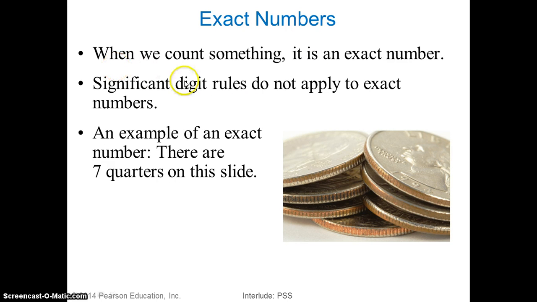When we count something, it is an exact number. Significant figure rules do not apply to exact numbers. For example, there are 7 quarters on this slide. They are exact numbers.